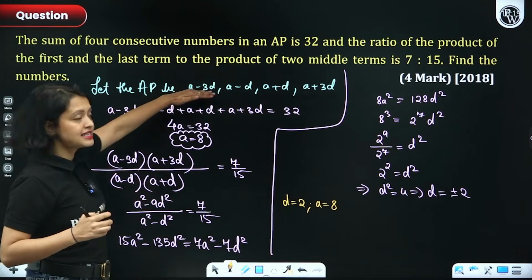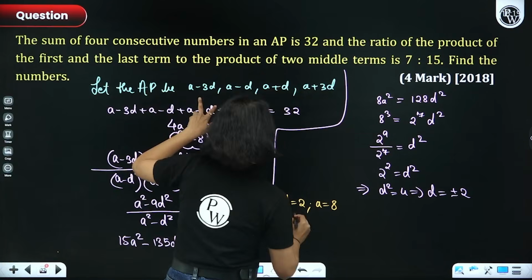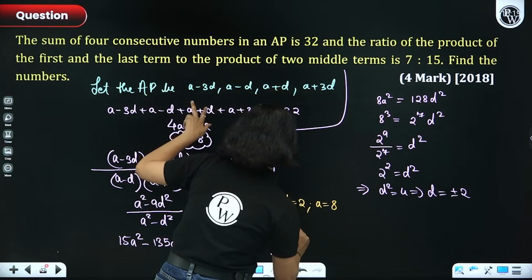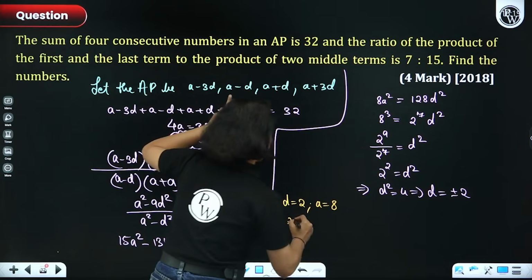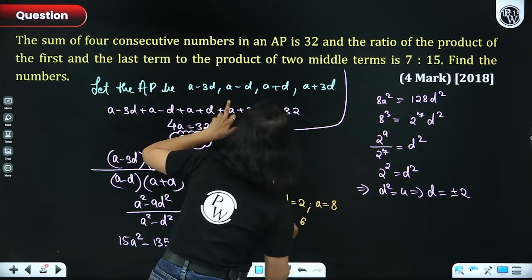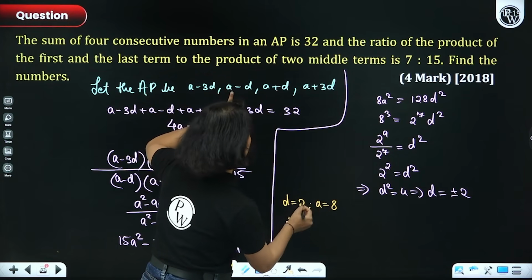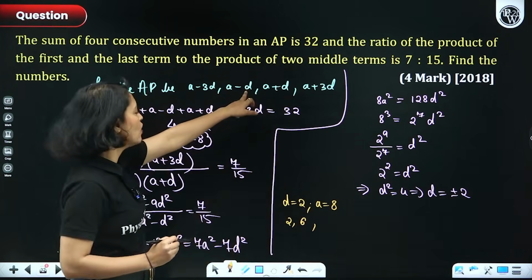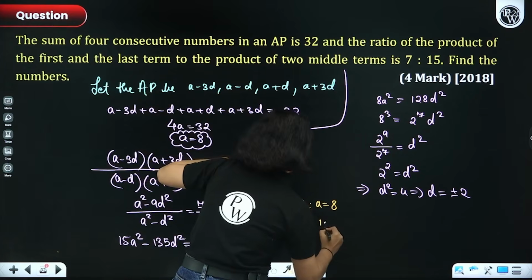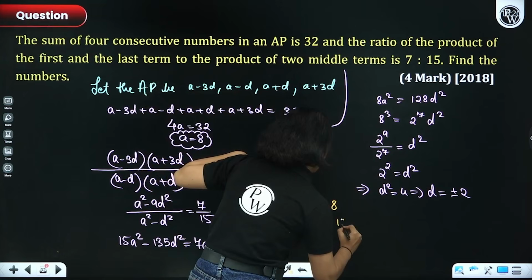Let's see. This is the AP. Now let's put all the values here. So a minus 3d, 8 minus 6, everyone, 2. Then a minus d, that means 8 minus 2, everyone. That is, wait, 8 minus 6, 2, right. Now next 8 minus 2, 6. Okay, now 8 plus 2, everyone, 10. And finally 8 plus 6, that would be 16.